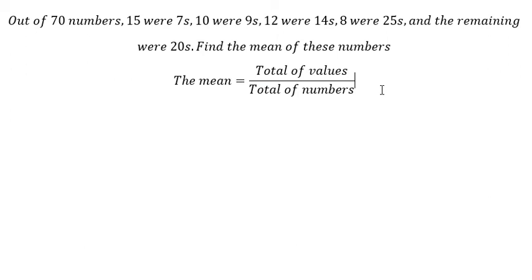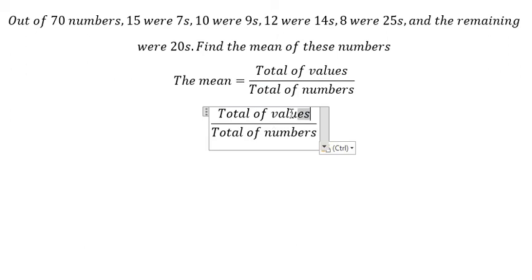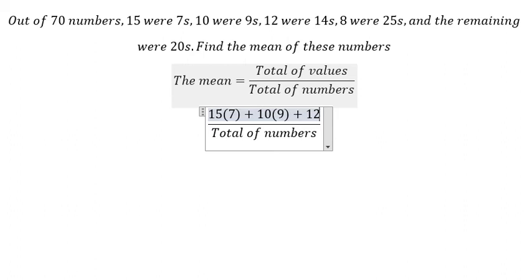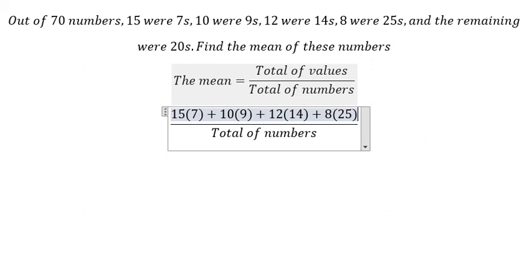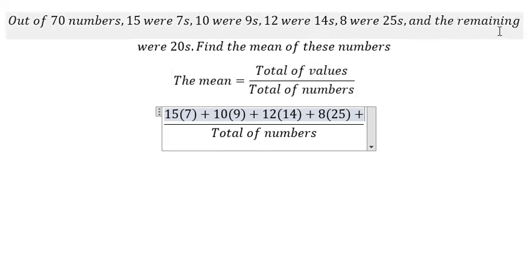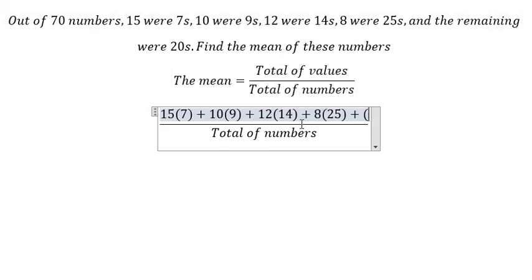So about this one, the total of the values, so we have 15 multiplied by number 7, number 10 multiplied by number 9, number 12 multiplied by 14, number 8 multiplied by number 25, and the remaining. So we have the total is about 70.